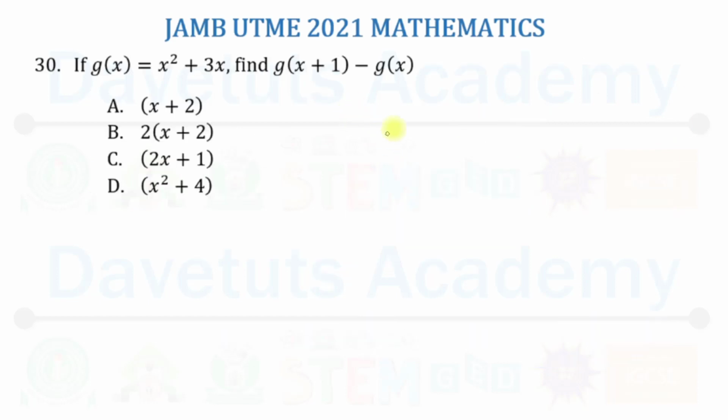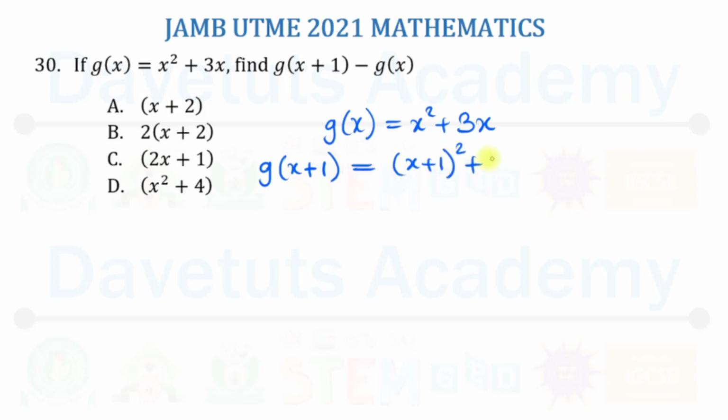In this question on binary operations, we are told that G of X is defined as X squared plus 3x, and then we have to find G of X plus 1 minus G of X. So this is what we need to find out. In G of X plus 1, everywhere we see X, we are going to put X plus 1: X plus 1 raised to power 2, plus 3 times X plus 1.